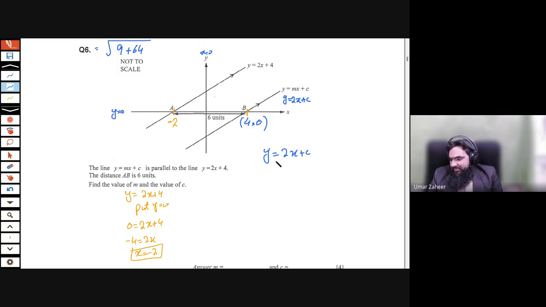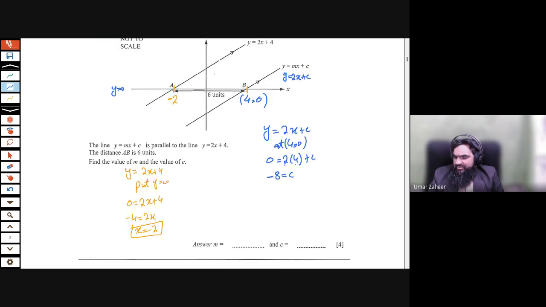So let's substitute the value. At (4, 0), we have y is 0, x is 4, plus c. 4 times 2 is 8. On the other side will be -8. So we will get the equation. Okay, we don't need to find the equation. He says that you have to just find the value of m and c. So the value of m is 2 because it is parallel, so same gradient. And the value of c is -8.